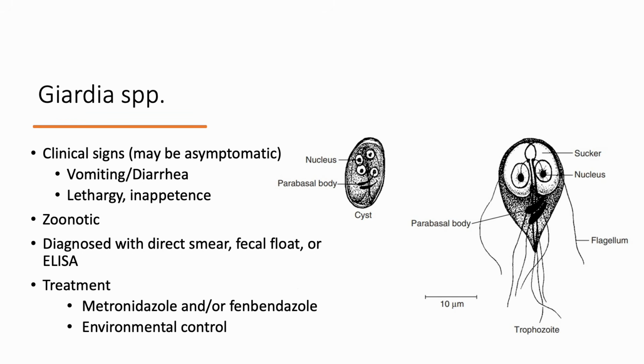Treatment is a combination or on their own. We can use metronidazole and/or fenbendazole. Those are the drugs used to treat Giardia. And then environmental control is important. So some animals get reinfected from their own backyard. If they poop on the grass and then go out and chew that grass, they can get recontaminated with Giardia.